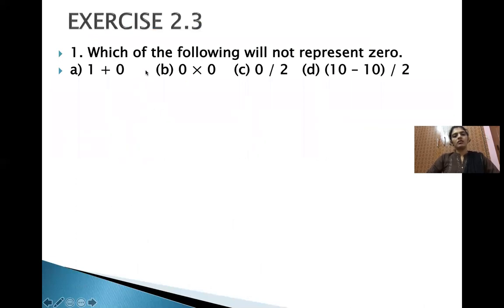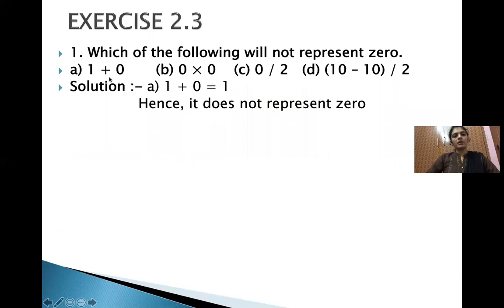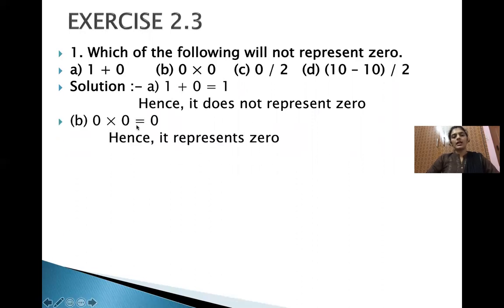Now next is, which of the following will not represent 0? First is 1 plus 0. Let's check first one. If we add 0 in some number, as we have discussed earlier, we got same number. If we add 0 in 1, we got same number. The number will remain unchanged. Hence this expression does not represent 0. Now come to next. 0 multiply 0. As we know, when we multiply some number with 0, we got 0 as the answer. So this expression represents 0.